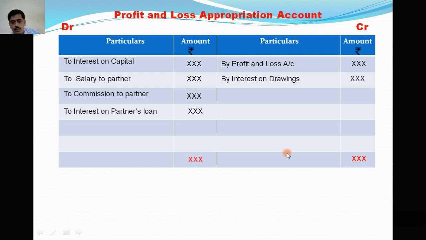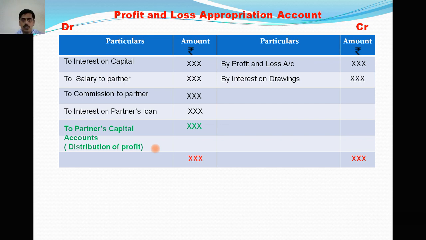Write the same total on the other side. Now find the difference. The difference should be transferred to partner's capital account. Net profit transferred to partner's capital account. You have to write the amount here. It should be distributed in the given ratio. If ratio is not given, the same should be distributed among the partners in equal proportion or in equal ratio. Okay, this is how profit and loss appropriation account is to be prepared.